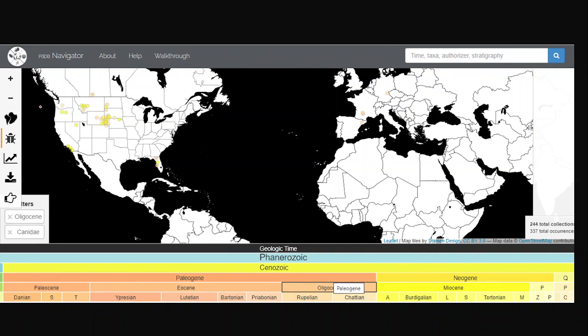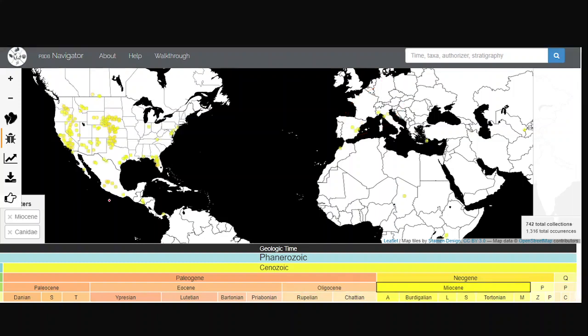We start seeing more spots in more areas. Some in Europe, still don't have any in Africa, and I don't think there were any in South America at this time. Now let's move up into the Miocene. And we start seeing lots of different locations, right? A lot of fossils. And what I'm not showing here is there's more and more species. So if you keep clicking on the dots, there's more species in more genera.